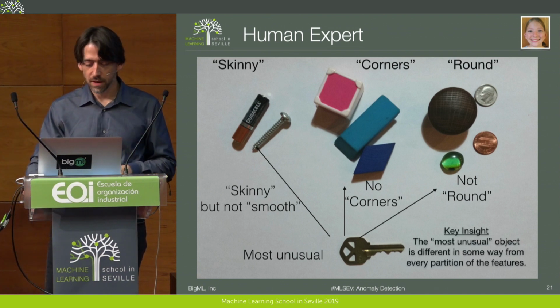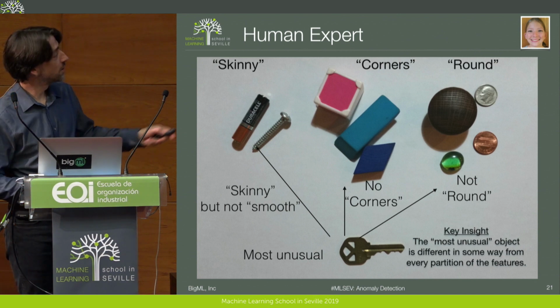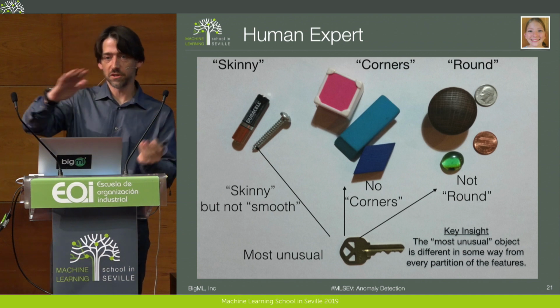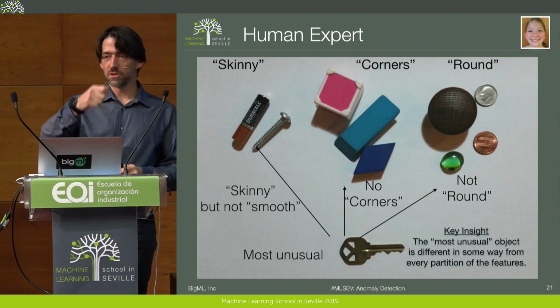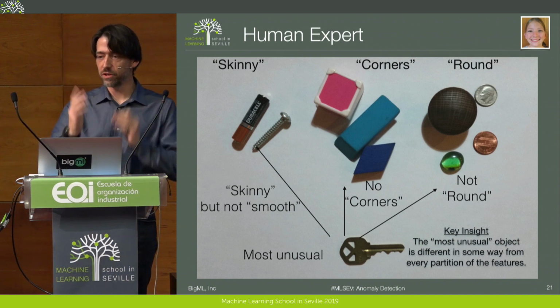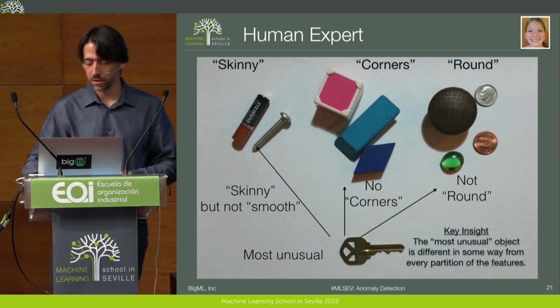That's what she said. And so the key insight, there's the joke, is that the most unusual object is different in some way from every partition of the features. It doesn't matter how you slice up the features, the anomalies are the things that always stand out. I can look at them this way, and that one's still weird. I can look at them this way, and that one's still weird. Every time I look at it, it's always weird in some dimension.